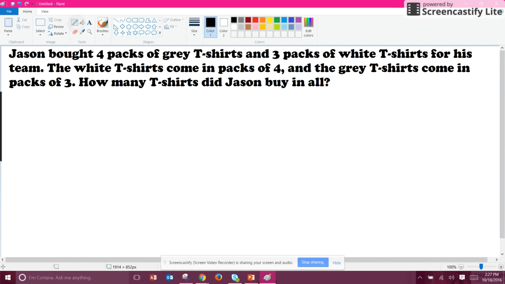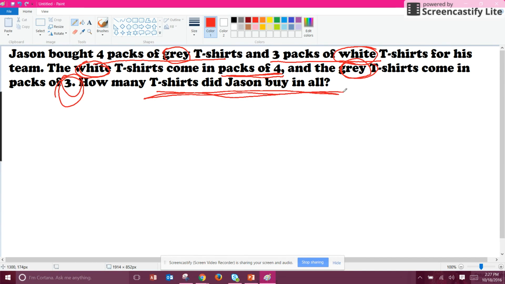Okay, we've got Jason here. Jason is very generous. Jason bought 4 packs of gray t-shirts, gray. He bought 3 packs of white t-shirts, white, for his team. The white t-shirts came in packs of 4. The gray t-shirts came in packs of 3. How many t-shirts did Jason buy in all? So we've got a bunch of different t-shirts and we want to know the total value. So I believe at some point, we're going to have to use the addition sign. But let's find out when.